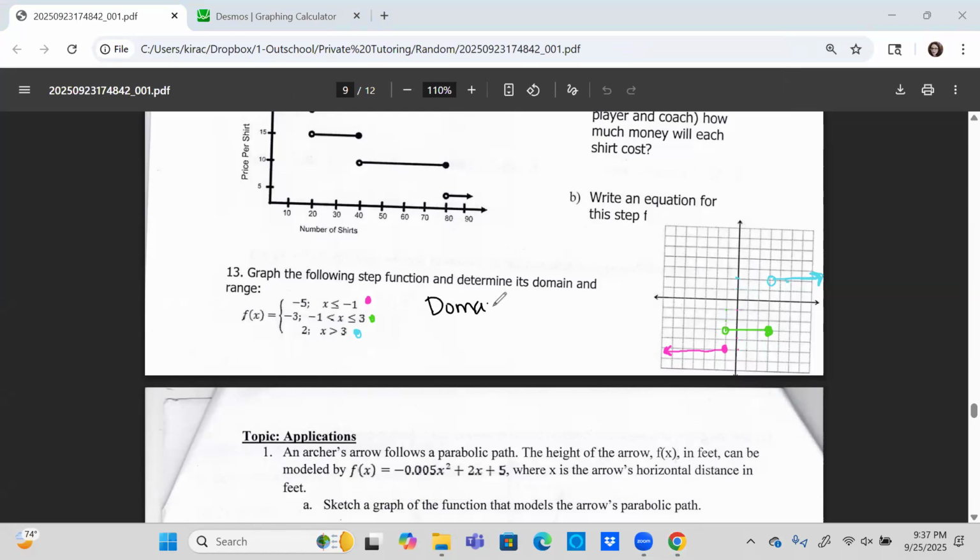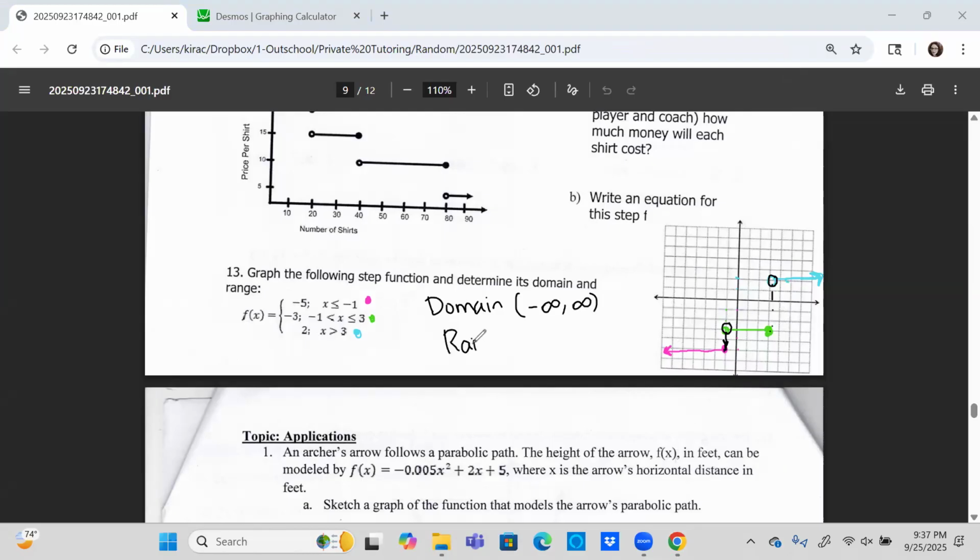Domain is all reals because the pink goes left forever, the blue goes right forever. This open dot could be a problem, but it's covered by that solid. And this open dot could be a problem, but it's covered by that solid. So domain is everything.